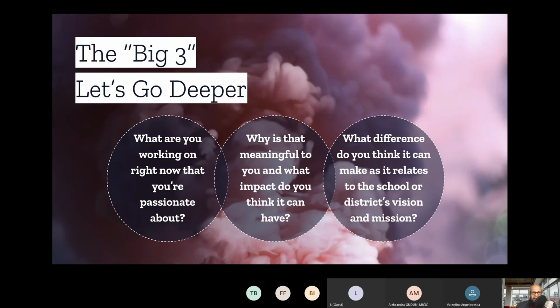Great question. And as you write down that question and take notes on that, one of the things I want you to think about is, when is the last time that someone asked you that? Okay. So you not only have the ability to ask someone that, but think about this. When is the last time someone asked you that question? Great question there. Why is that meaningful to you, and what impact do you think it can have?